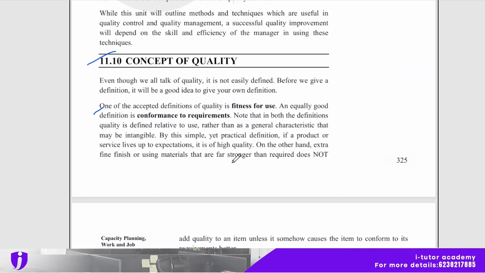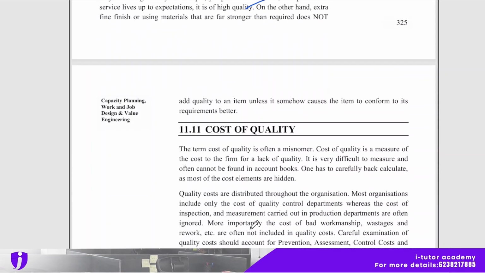By this simple yet practical definition, if a product or service lives up to expectation, it is of high quality. On the other hand, extra fine finish or using material that is far stronger than required does not add quality to an item unless it somehow causes the item to conform to its requirement better.